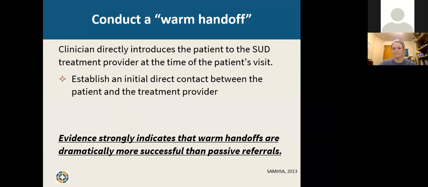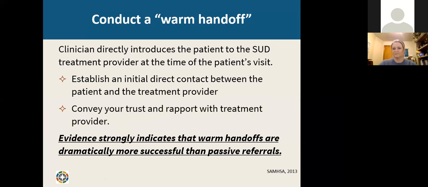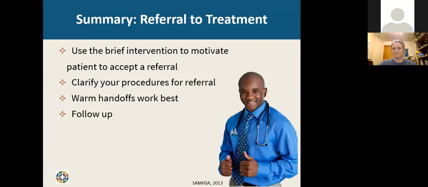So we want to just establish that initial contact. So could we do that? If they're not in the same building, are there other creative ways we can make that happen? Because ultimately we want to convey the trust and rapport that someone's already shared with the initial provider when they were receiving these SBIRT services. We want to kind of hand that off to the next provider. So these are all important aspects. Again, a warm handoff, if possible, is going to be our best way to do that.